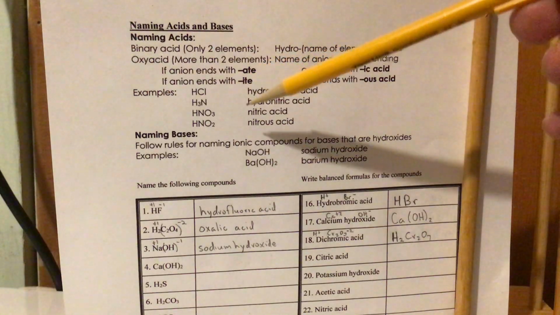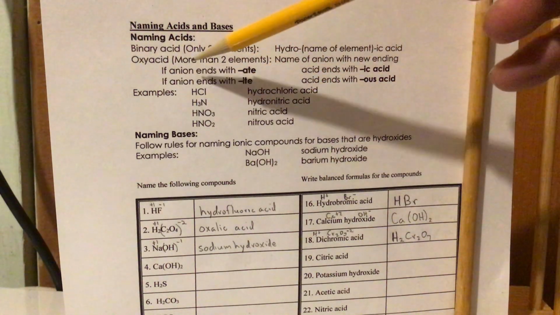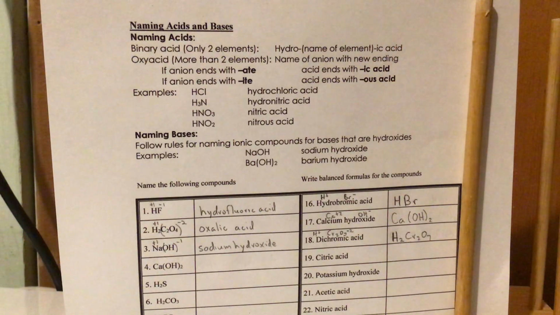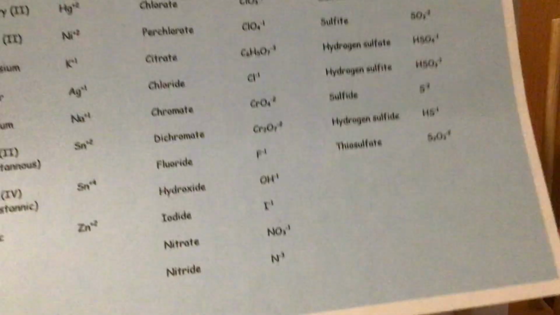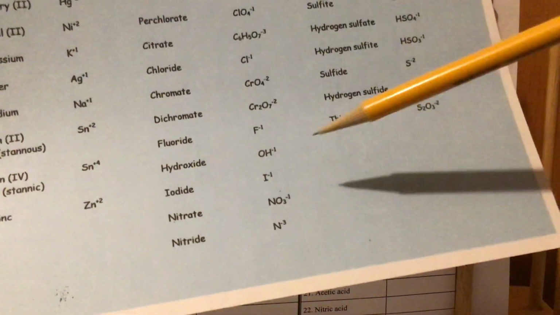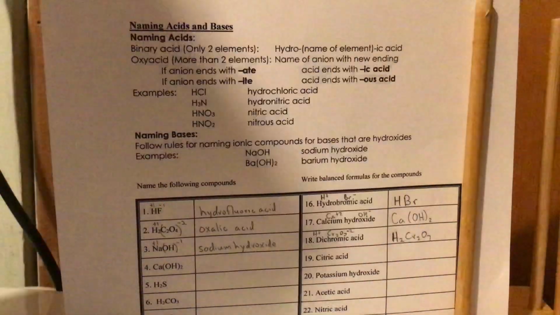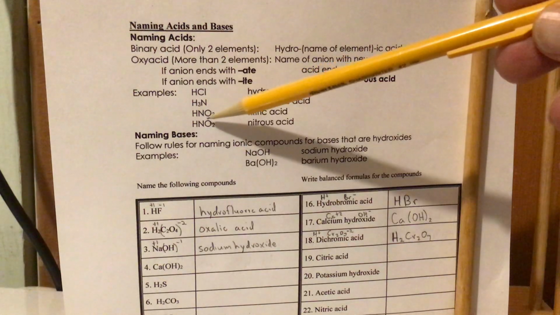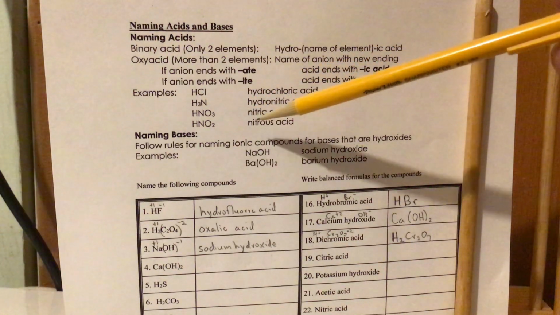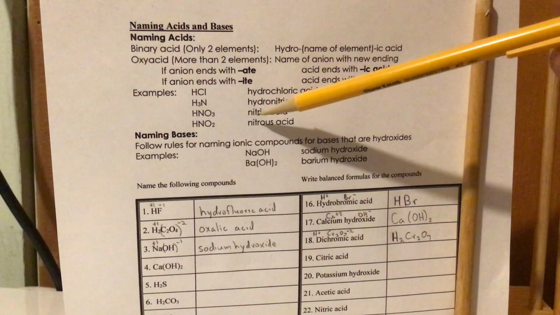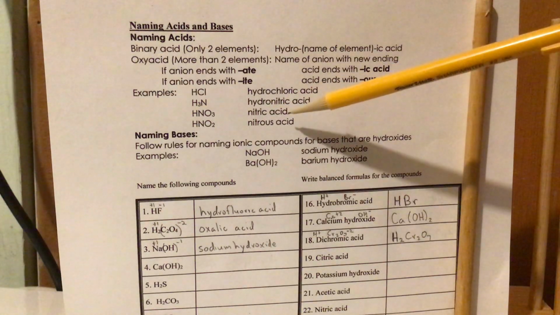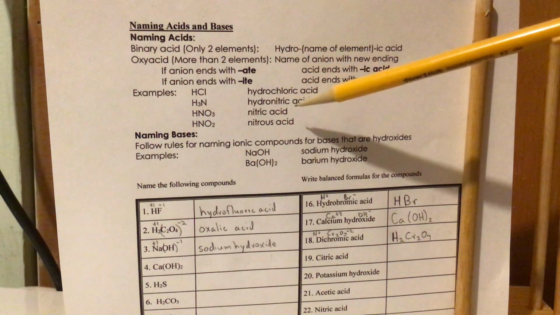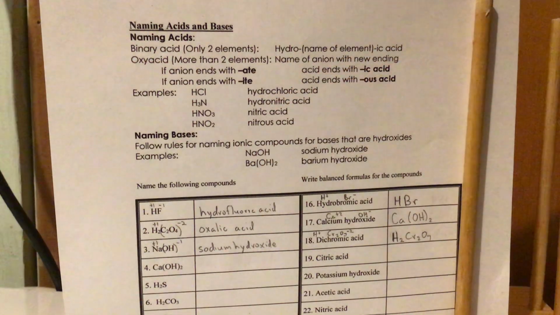The other one is HNO3. Notice it's an oxyacid, so we're not going to include the hydro in front. I look up the charge of NO3 on my common ion chart, and I see that it is -1. So NO3 has a -1, H has a +1, so it's balanced as is. And I don't write the hydro, I just put nitric acid. The nitrate ion ends in ate, so it changes to ic, and it becomes nitric acid.